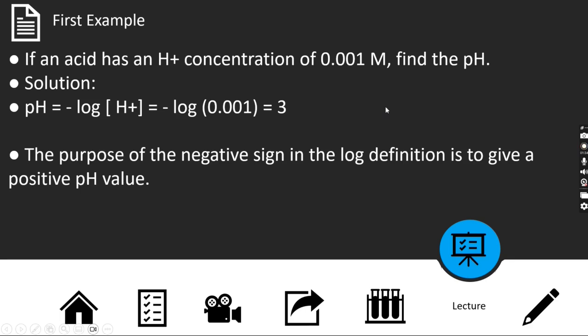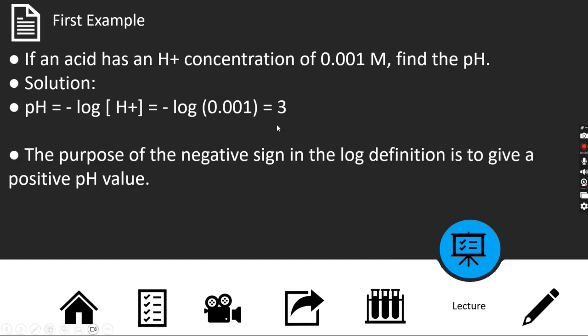In order to do these problems, you literally just type it into the calculator. You should have a log button on your scientific calculator, so you're just going to literally type negative log of whatever it is. Make sure you type it in correctly. That's the biggest mistake I see, and you'll get the answer.